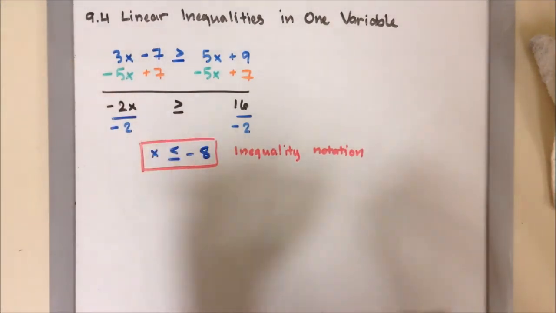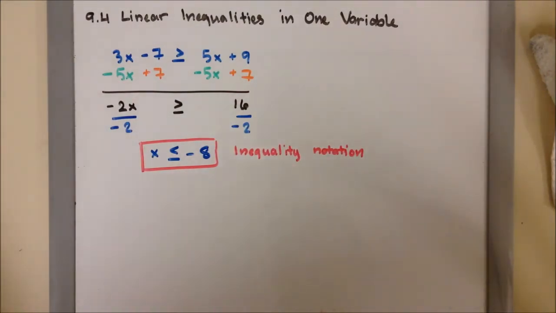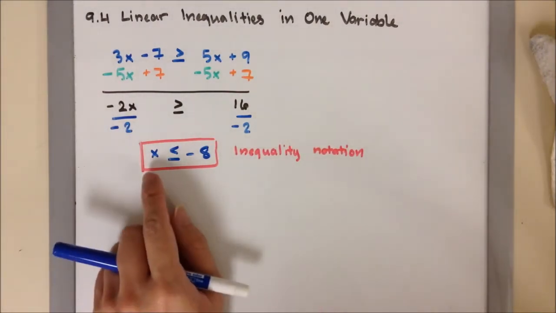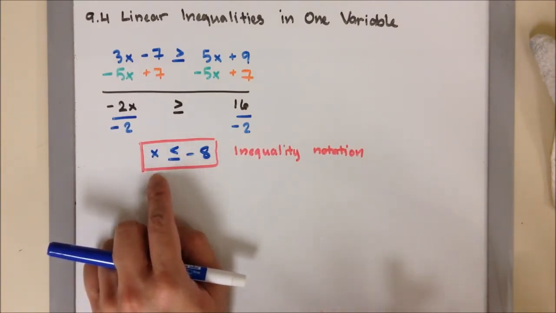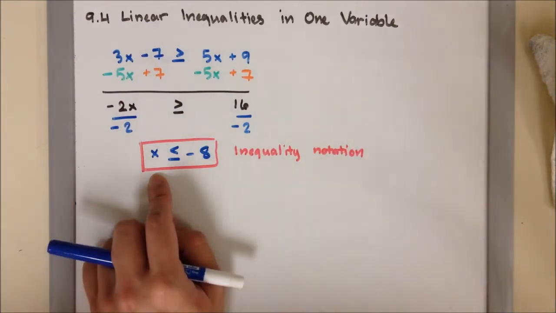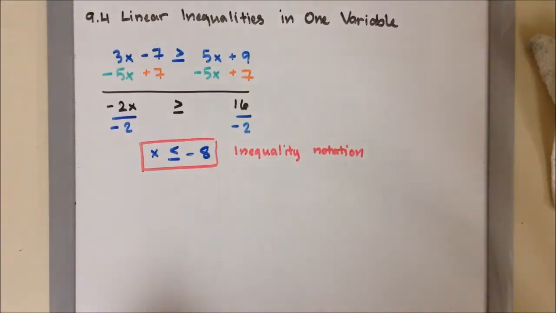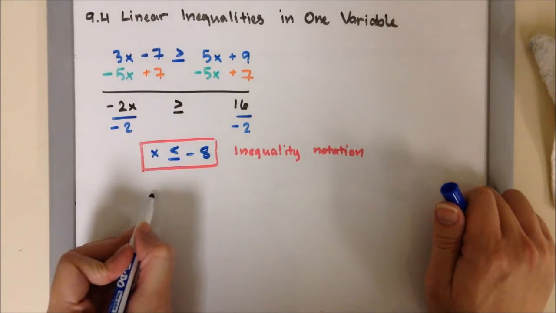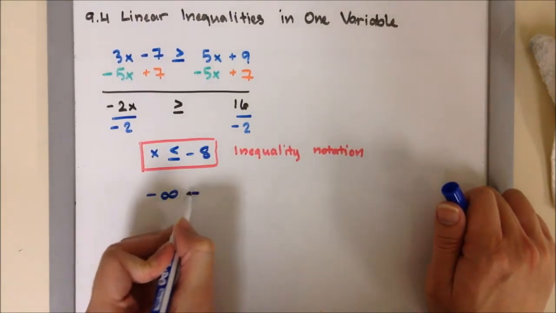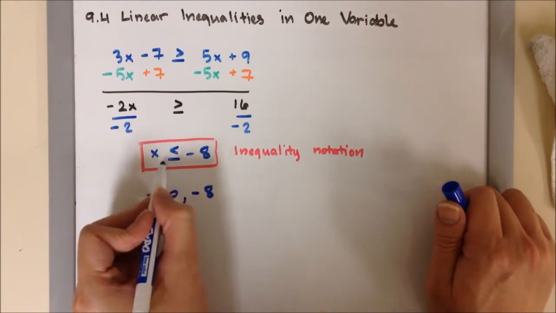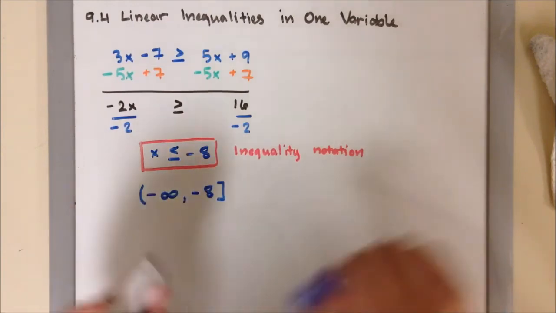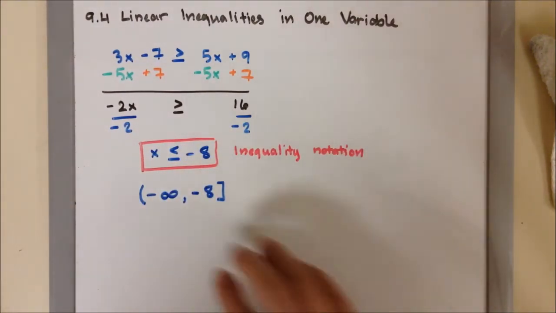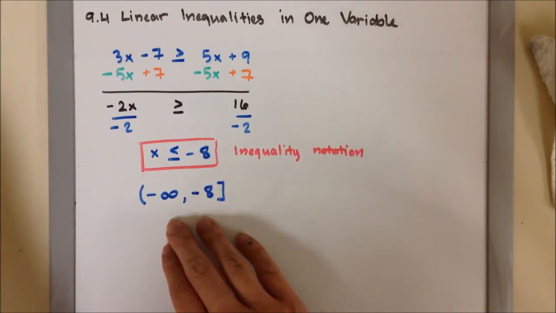Now sometimes they might ask you to solve and write your answer in interval notation. So here it says x is less than or equal to negative 8. So x can be any number that is less than negative 8. So negative 9, negative 10, negative 11, and so on. And it keeps going towards negative infinity. So for interval notation, it would be negative infinity, comma, negative 8. Since it's less than or equal to, I'm going to put a bracket on the negative 8, but a parenthesis on the negative infinity. So this answer right here is in interval notation.